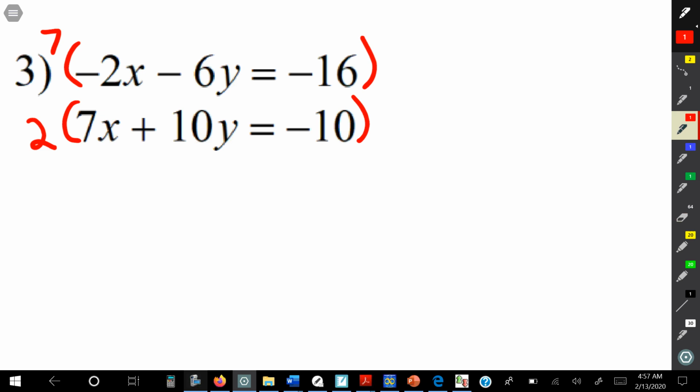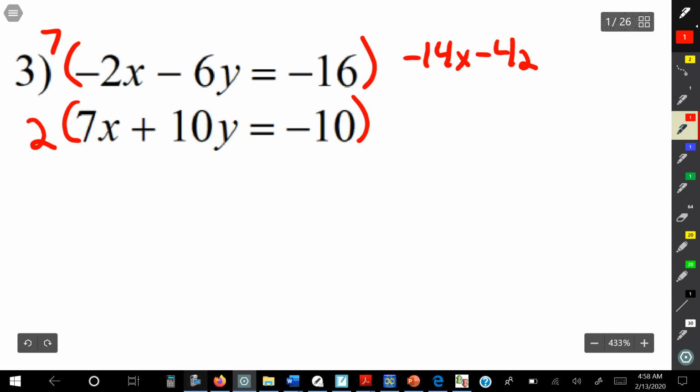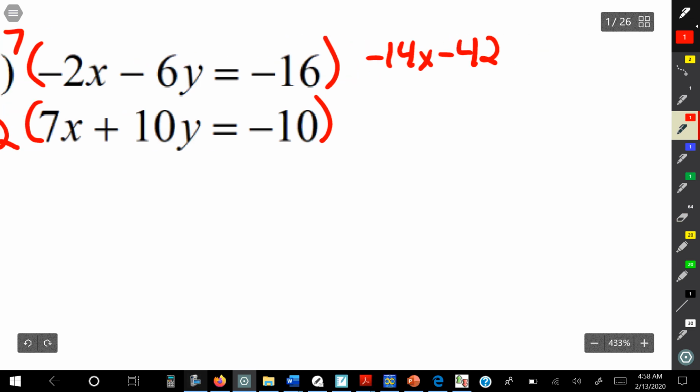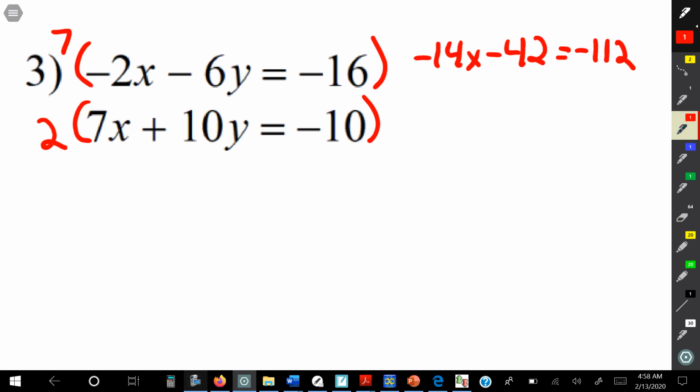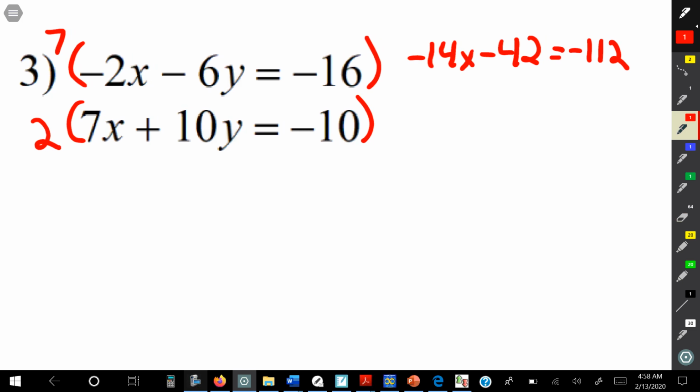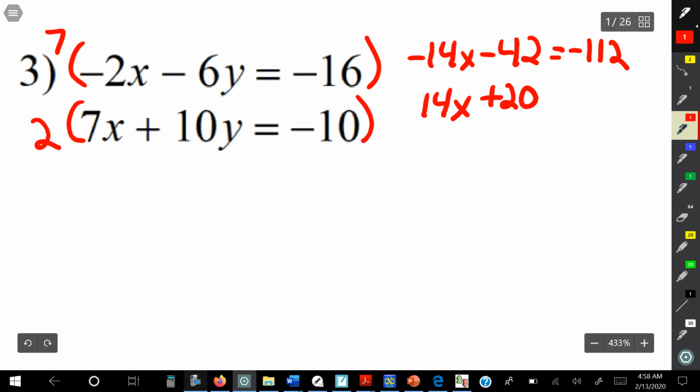So now I have 7 times negative 2, and 7 times negative 6, and 7 times negative 16. And that's going to give me negative 14x minus 42y is equal to negative 112. Now I'm going to do the bottom equation, and I'll end up with 14x plus 20y is equal to negative 20.